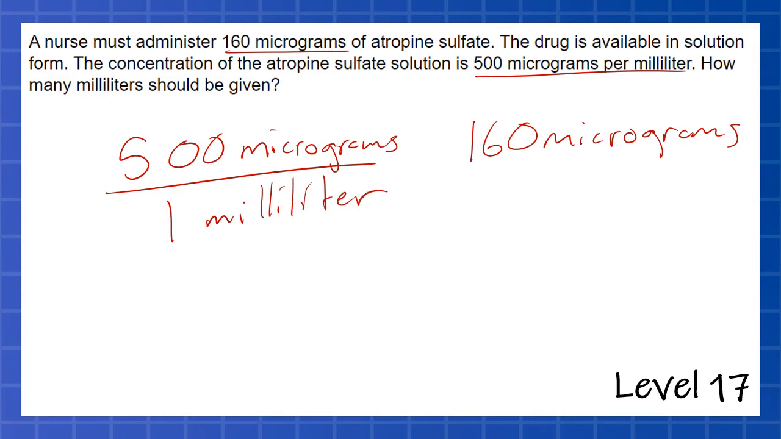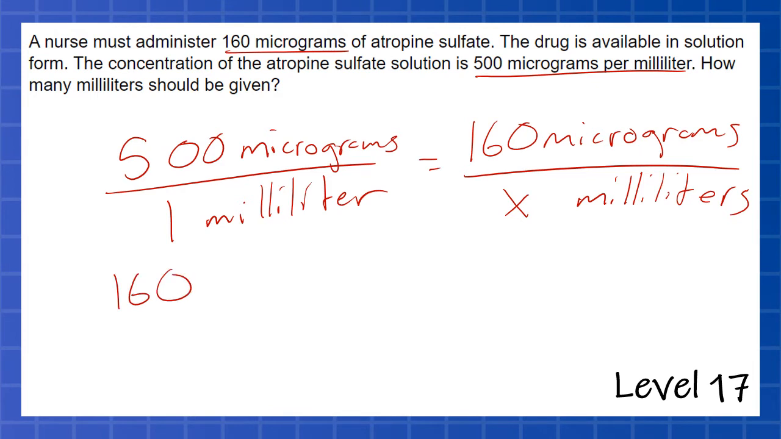So the question is, how many milliliters should be given? So again, this looks really complicated, but when we write down what we have and what we're looking for, this is really just a straight division problem. So we end up with 160 divided by 500, or 0.32 milliliters.